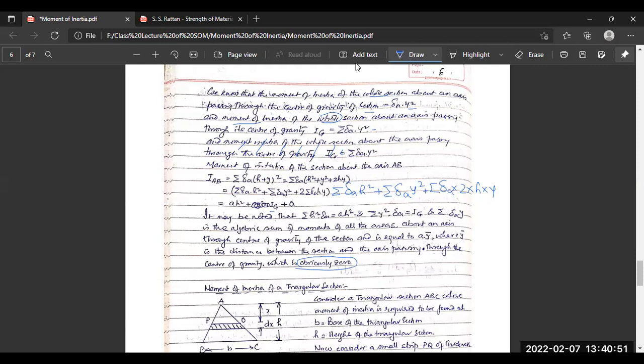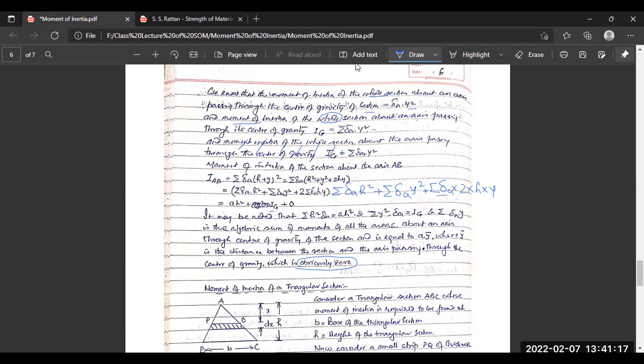What is coming on here? First of all, we know what delta A into H square is. That is equal to A into H square, just as we have proved. And delta A into Y square is the definition of Ig, the moment of inertia of that particular area about its own CG. And sigma delta A Y is given here.